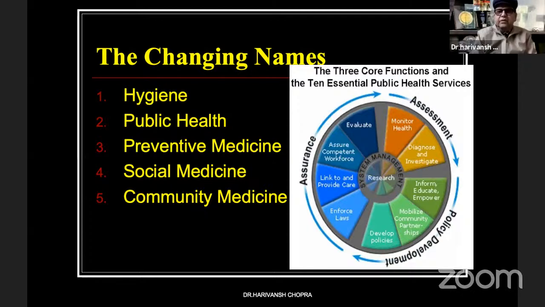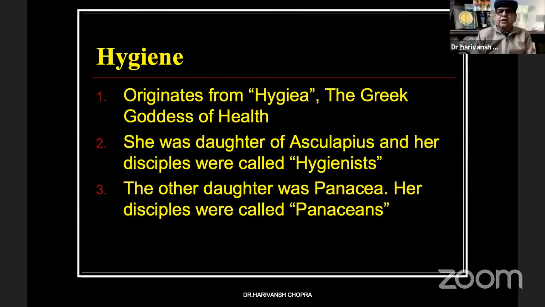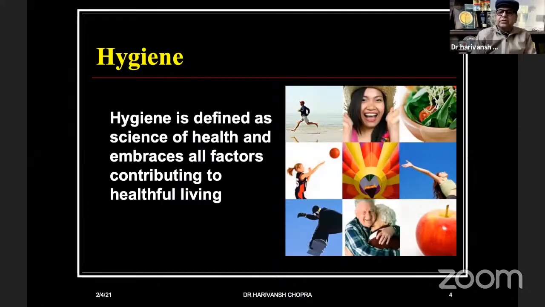So let us start with the word hygiene. Now, the word hygiene originates from the Greek word Hygia, the Greek goddess of health. She was the daughter of Asclepius, and her disciples were called hygienists. The other daughter was Panacea, and her disciples were called Panatians, and they were practicing curative medicine, while the hygienists were practicing the practice of health, right? So that was the basic beginning. That is hygiene.